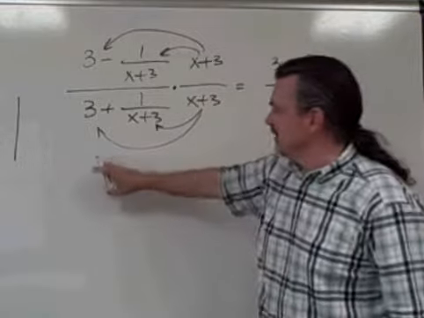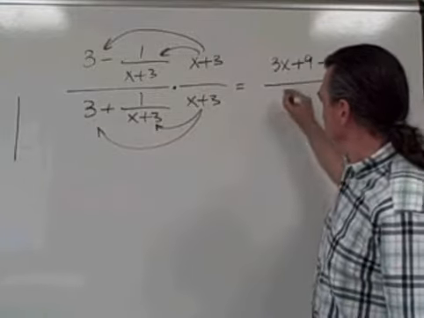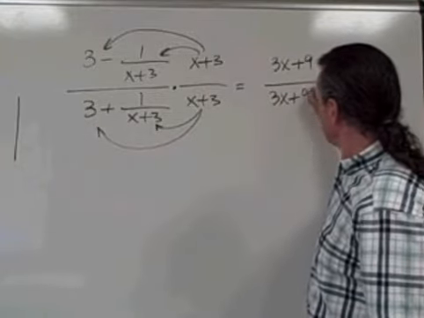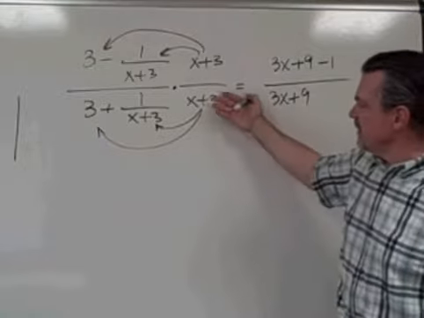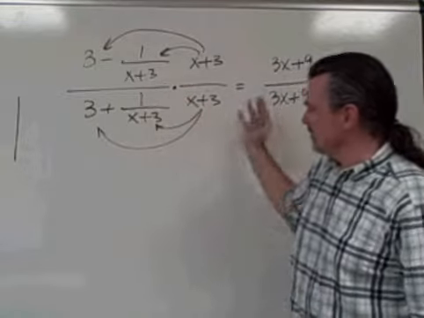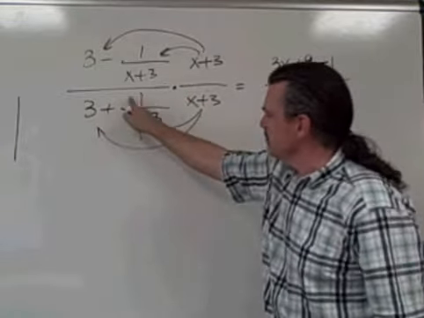Same thing here in the denominator. 3 times the binomial x plus 3 will give me 3x plus 9. 3 times this fraction, the x plus 3's will cancel, leaving me plus 1.